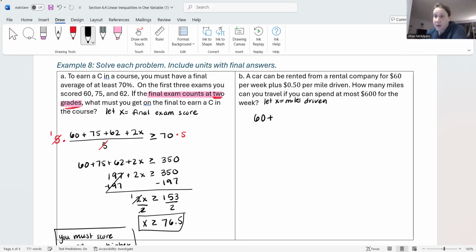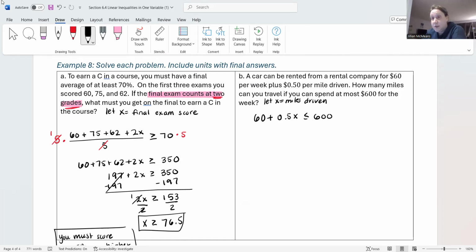So as part of my fee, I have that flat $60 fee, but I am also getting charged 50 cents per mile driven, so 0.5x. And all of this has to be less than or equal to 600. It can't be greater than. If we go over 600, we've blown our budget to bits. We want to be less than or equal to 600. And if we can solve for x, that'll tell us how many miles we could drive.